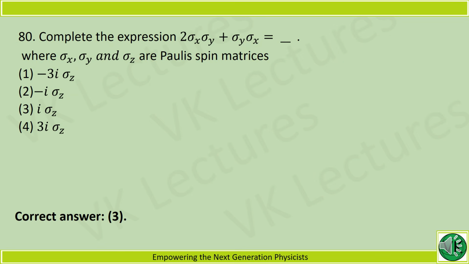Complete the expression sigma x sigma y plus sigma y sigma x equal to dash, where sigma x, sigma y and sigma z are Pauli's spin matrices. The correct answer is option 3, I times sigma.